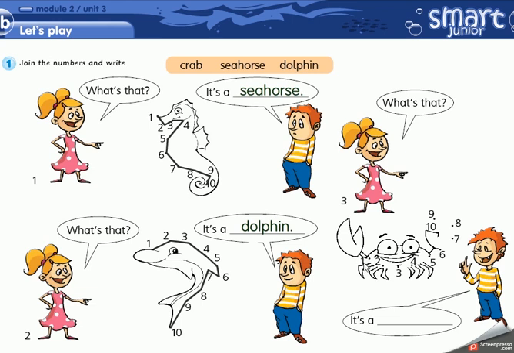Here we have number one. Okay, this is number one and two. Number three here. Number four, five, six, seven, eight, nine, and 10. Okay, we have number 10 here. Now, what's that? It's a crab. Seahorse, a dolphin, and a crab.